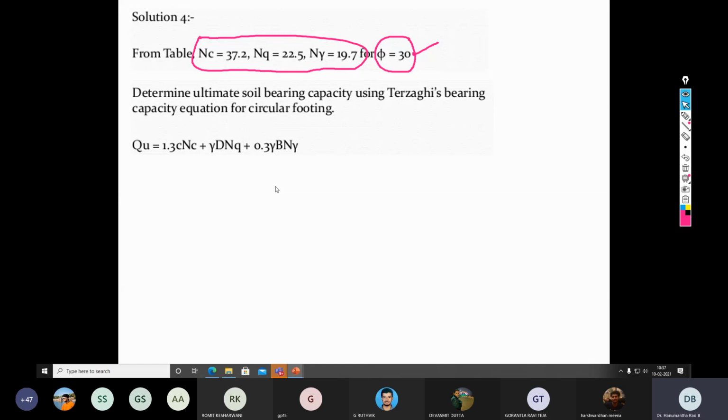So this is the equation. The ultimate bearing capacity qu is 1.3 C Nc plus gamma D Nq, that is q Nq, plus 0.3 gamma B N gamma.